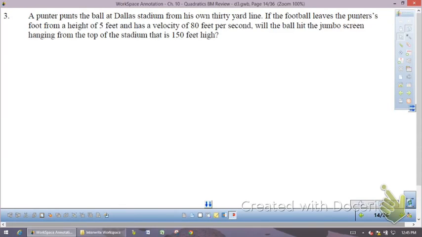All right, number 3 on the vertical motion models assignment. A punter punts a ball at Dallas Stadium from his own 30-yard line. If the football leaves the punter's foot from a height of 5 feet, has a velocity of 80 feet per second, will the ball hit the jumbo screen hanging from the top of the stadium that is 150 feet high?